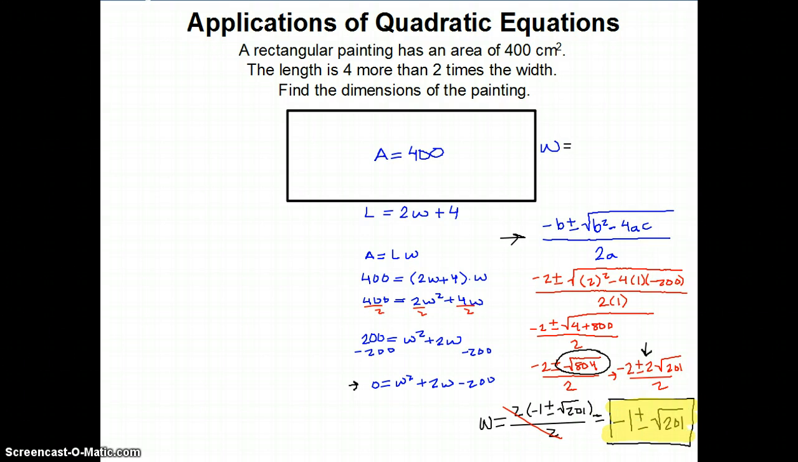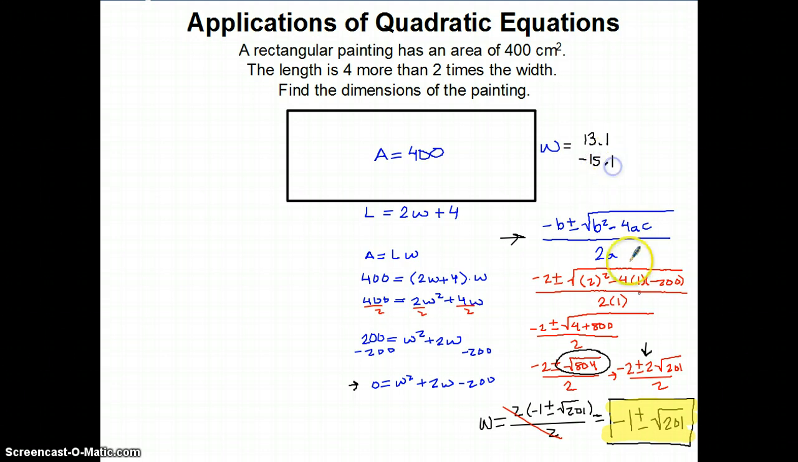Now, since they ask us for the dimensions of the painting, I'm going to go ahead and punch this into my calculator to help me find the width. Then when I find that width, I'm going to go ahead and plug that in to find the length. So plugging this into my calculator, I got a positive 13.1 or a negative 15.1.